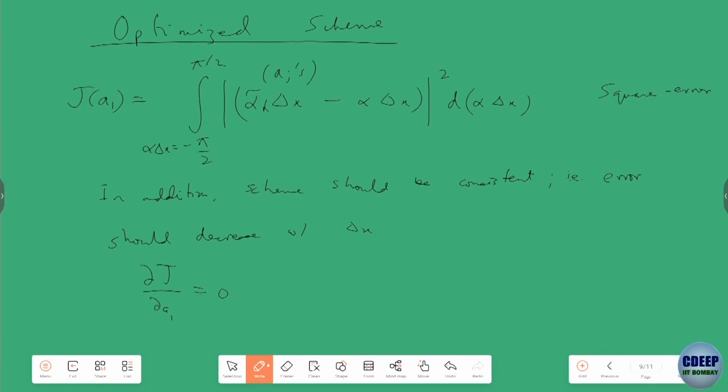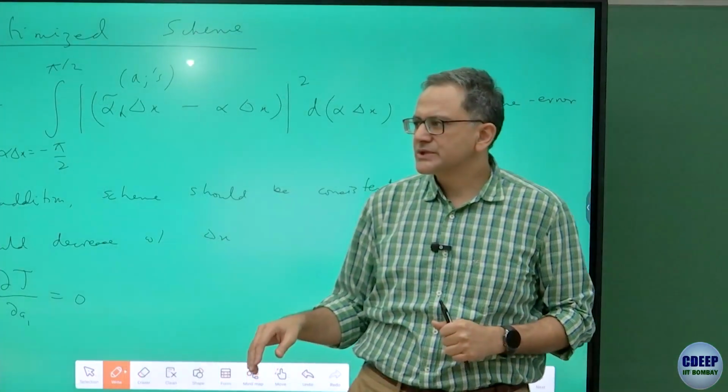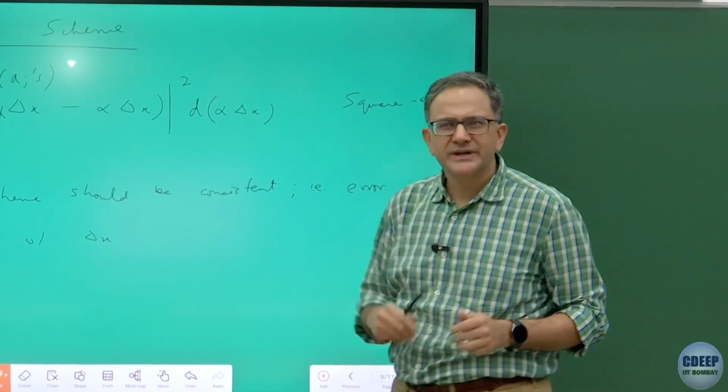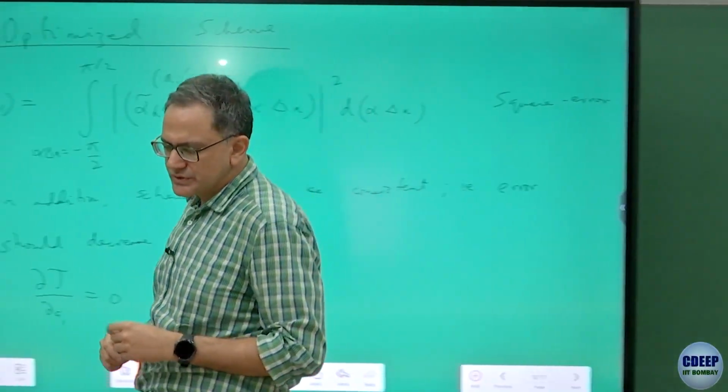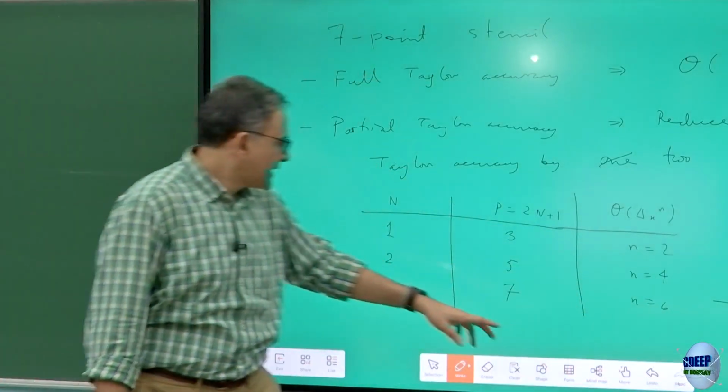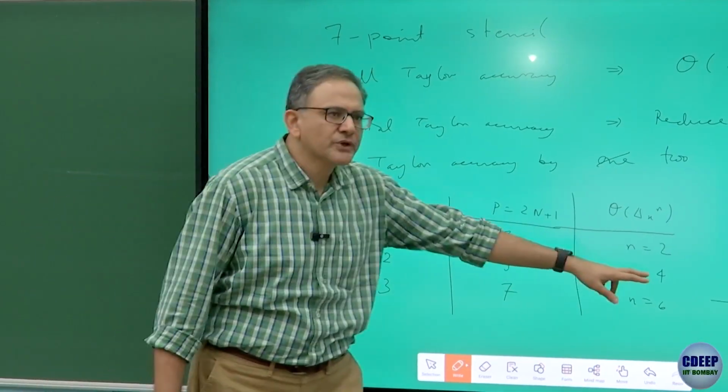So once you do that, you will get a value of A1, which is going to minimize this error. Symmetry is already enforced. So because I am enforcing the symmetry condition, I end up with a 4th order accurate scheme, not a 5th order. A 5th order would have gotten me an asymmetric stencil, which is again bad for decay and growth of the solution. So we have seen that for the 7-point stencil, we have got 6th order accuracy, and for a 5-point scheme, we have got 4th order accuracy.